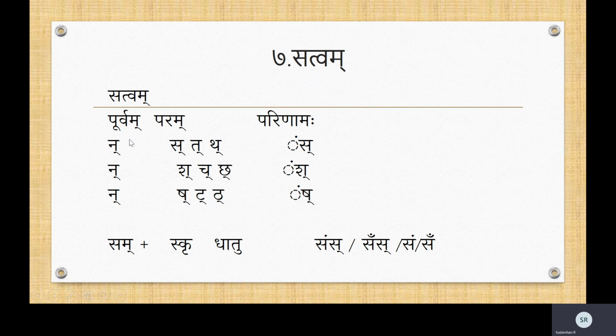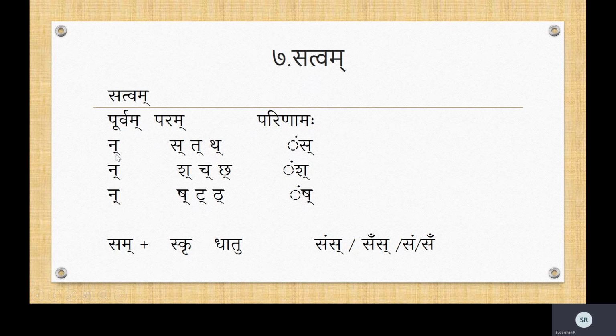The purva here always remains the nakara, na. Always is the vyanjana na, always. Okay? And depending on what the para is, the na changes to respectively the sa, sha or the sha. This seems similar to the visarga sakara desha sandhi, which is why we also call this the sattva sandhi. This is the equivalent of the visarga sakara desha amongst the vyanjana sandhis.